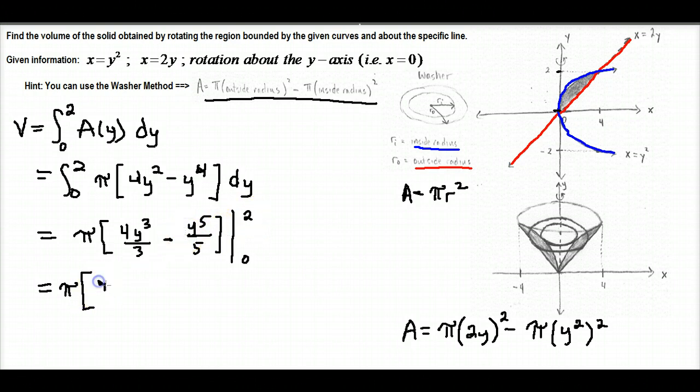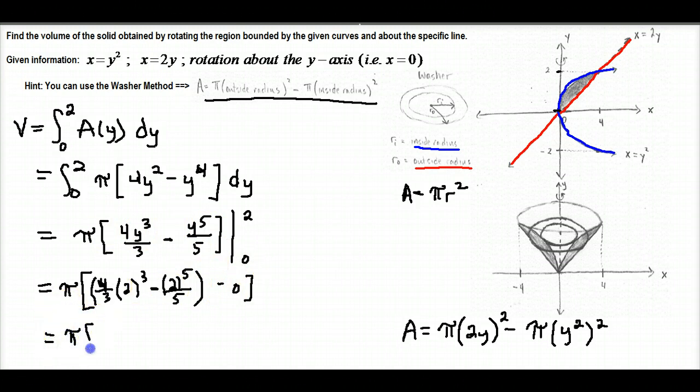So our first term here would be 4/3 times 2 to the 3rd power minus 2 to the 5th power divided by 5, and then minus 0, because we plug in 0 for both of these when we do the subtraction part, and we get 0.